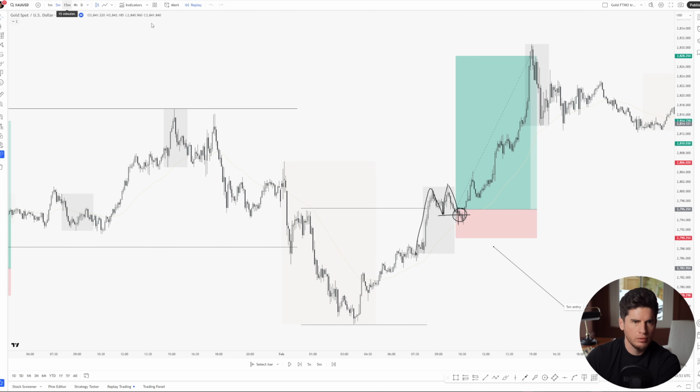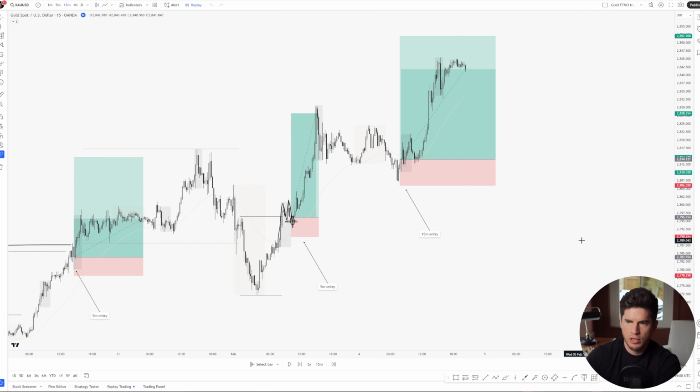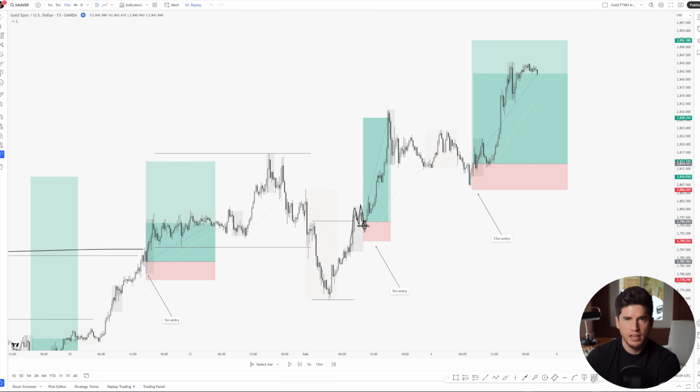All right, so let's come back down to the 15-minute, and I want to show you one more bonus trade that I actually took on a second 200k FTMO challenge, which I did pass last week as well. This is the first trade I took on it, and this showcases again the power of 15-minute ranges.